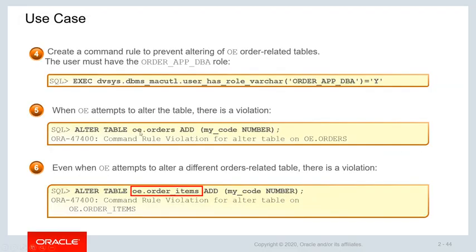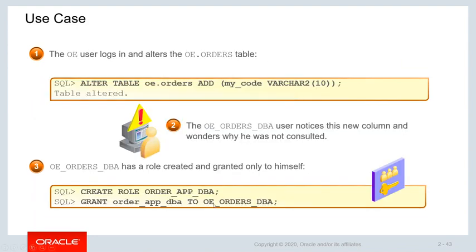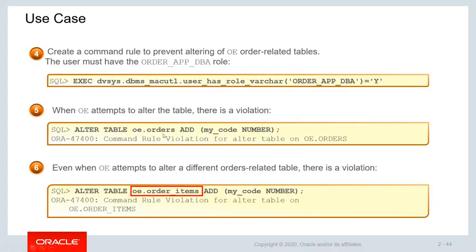So in this case, on my slide, if now OE or some other user tries to alter the table orders of user OE, it will get a command rule violation. However, if a person logs in and tries the alter table command and has the role order app DBA, in my case only the OE orders DBA user, that user will be able to go forward with that alter table command upon table orders of OE. And even so, when OE attempts to alter a different orders related table, a violation will be shown on that screen.